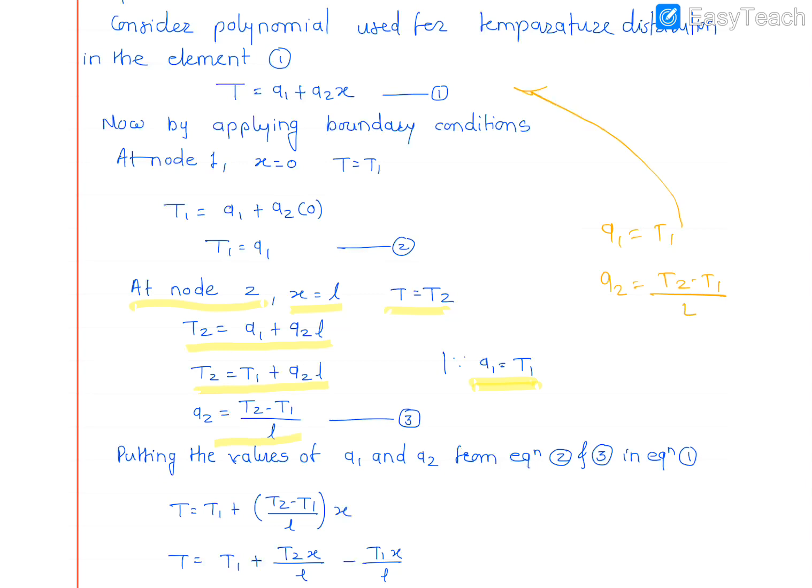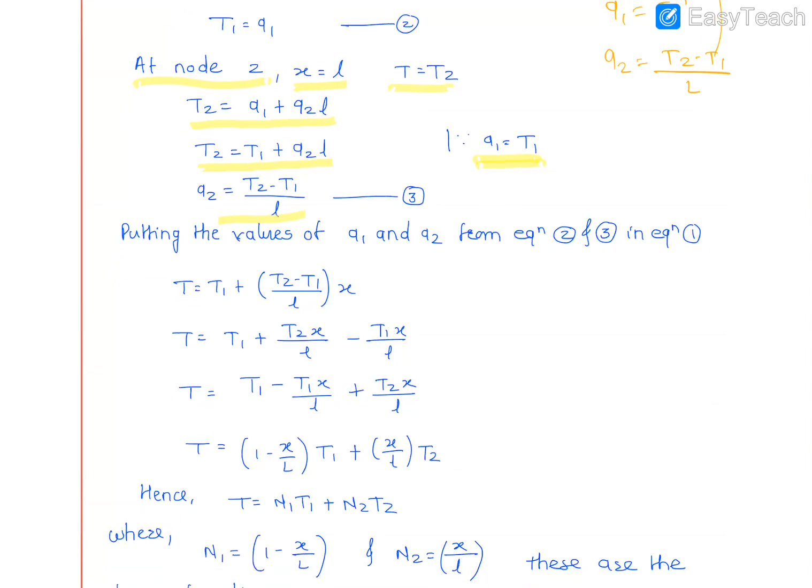We will back substitute these values in the polynomial function, and then we will have T is equal to T1 plus (T2 minus T1) upon L into x. So by simplification, x is multiplied inside the bracket, and then it is T1 plus T2x upon L minus T1x upon L. Again, T is equal to T1 terms taken together, minus T1x upon L and plus T2x upon L. If you take T1 as common, we will have (1 minus x upon L) T1 plus (x upon L) T2.